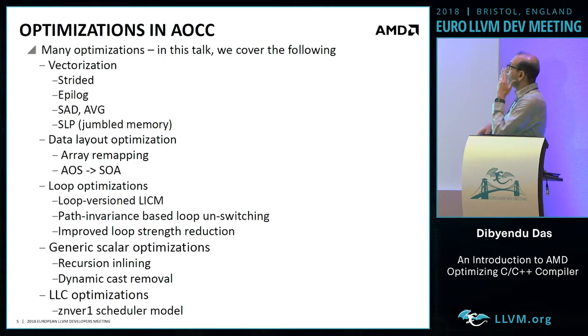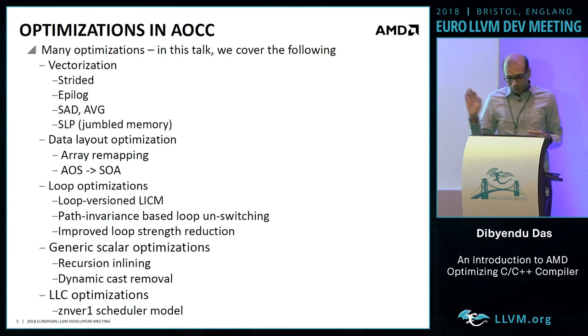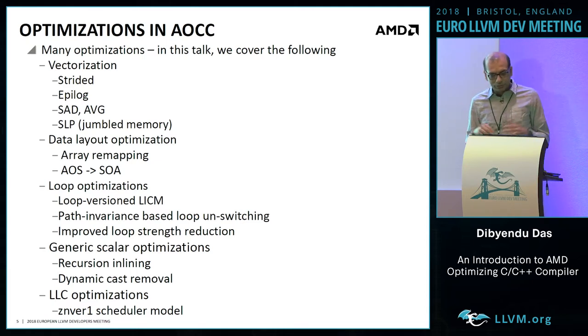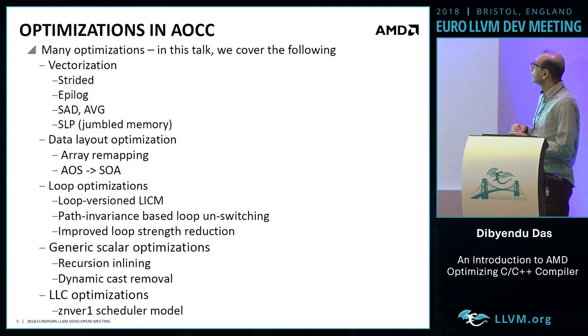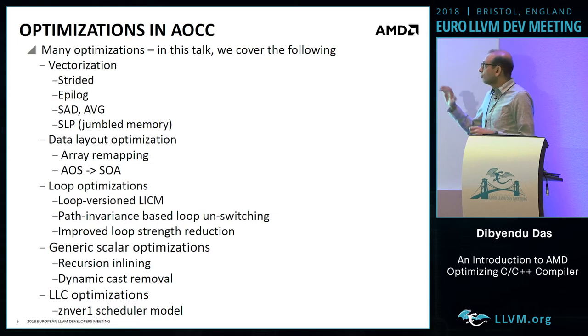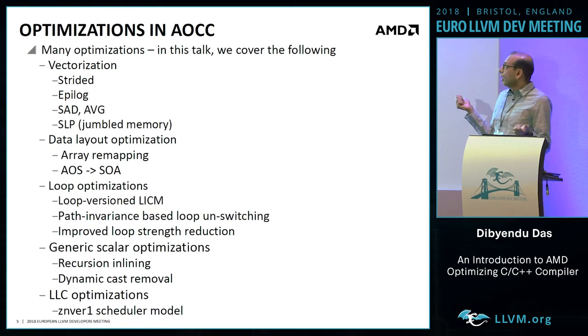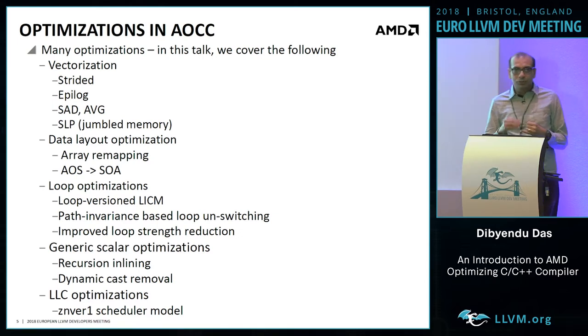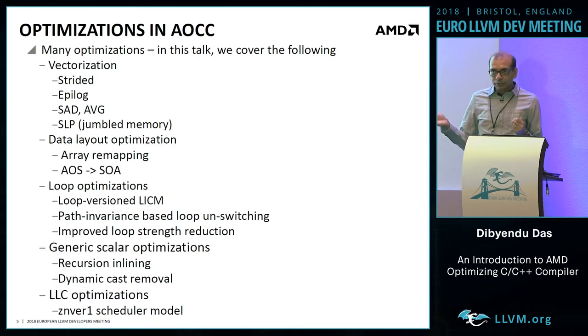Now, optimizations in AOCC. It looks like a long list, but this is really not the full list. It's maybe a 60-70% snapshot of the important ones that we did. In this talk, we'll briefly go over mainly all the top areas of focus for us, starting with vectorization.